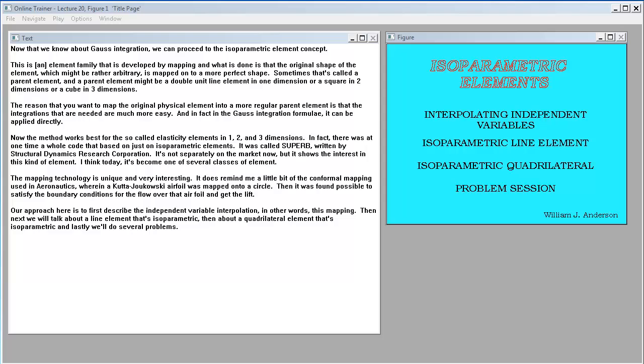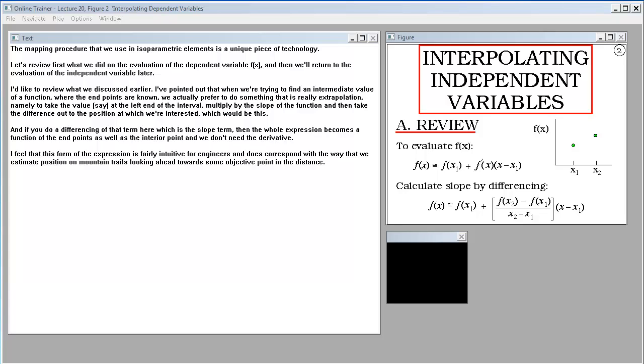Our approach here is to first describe the independent variable interpolation, in other words, this mapping. Then next we will talk about a line element that's isoparametric, then about a quadrilateral element that's isoparametric, and lastly we'll do several problems. The mapping procedure that we use in isoparametric elements is a unique piece of technology.